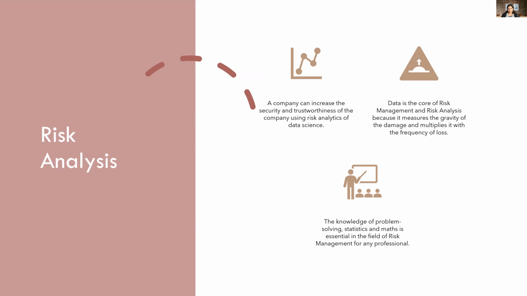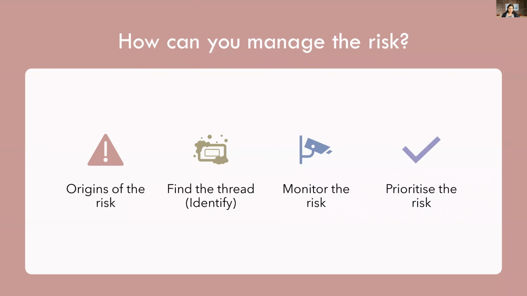So in terms of risk analysis, how can you manage the risk? I think we touched on that and the causation bit, that we need to understand the origins of the risk first. What are the variables or the cause of it? And then we find the threat. So we identify the threat and the problem. Now we come to monitor the risk.